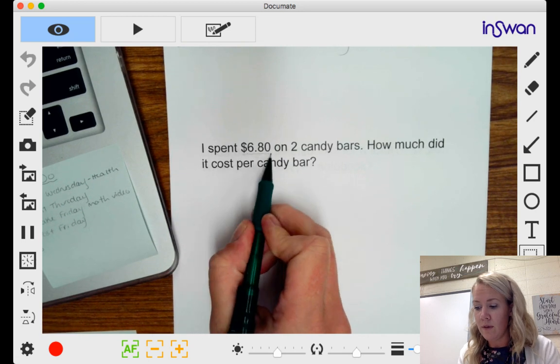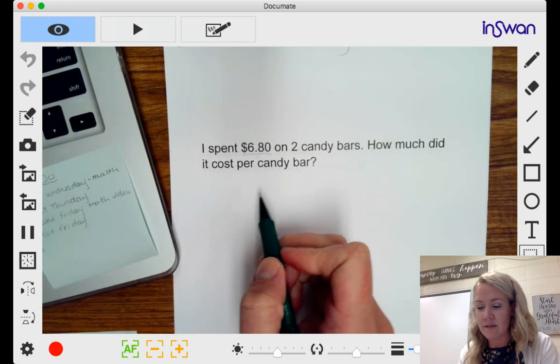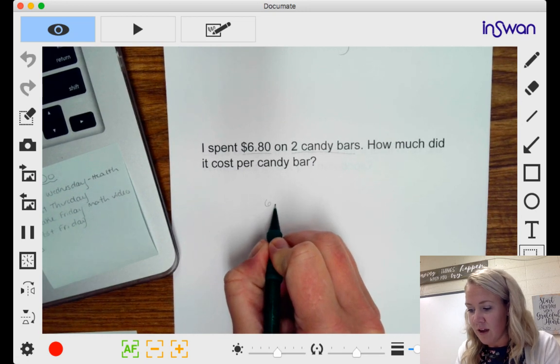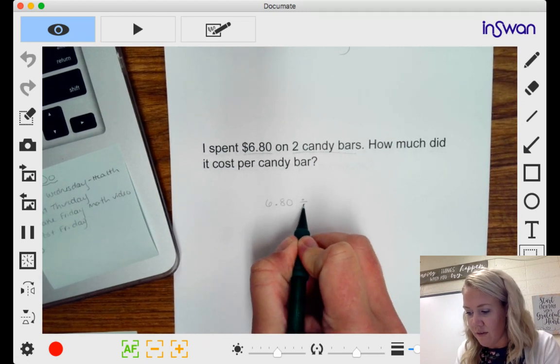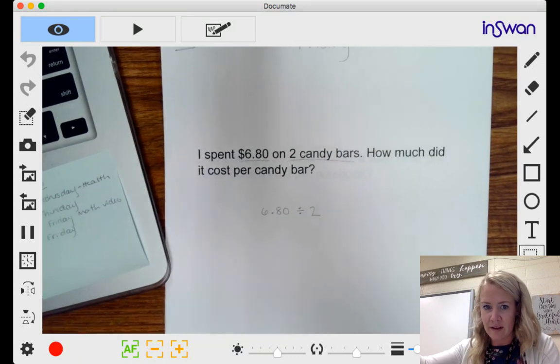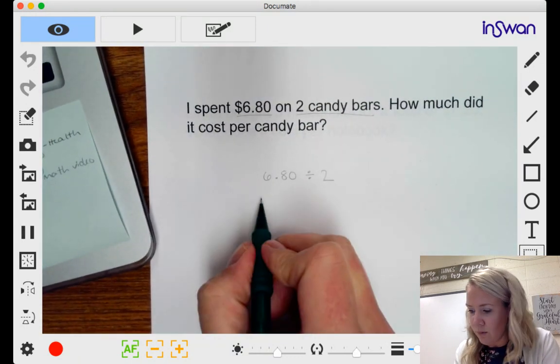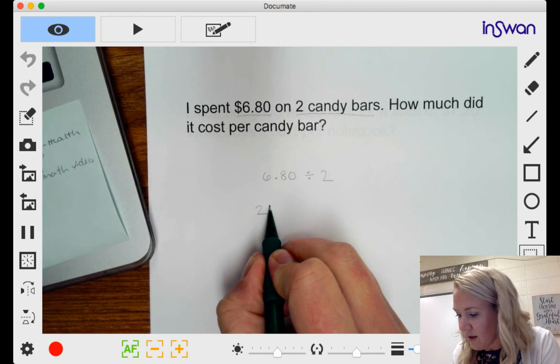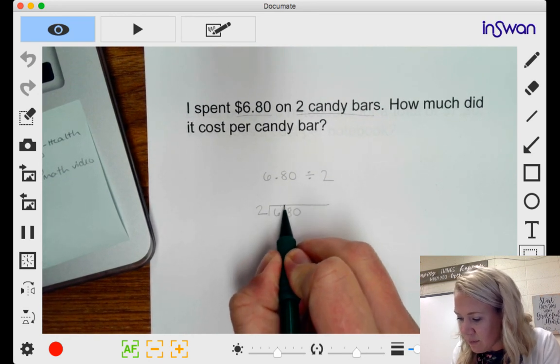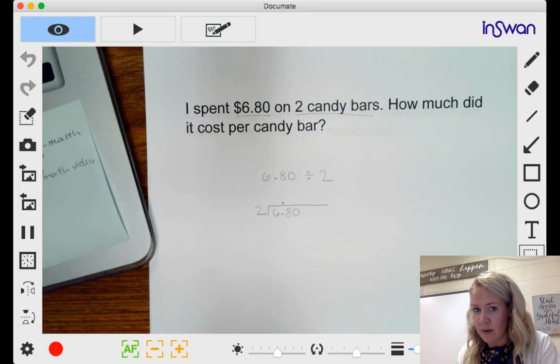So this is not how much one of them costs. This is where I got 2 of them. So that means I need to do $6.80 divided by 2. And as we learned in our last lesson, that we need to put our divider outside and the 680 inside, and the decimal will come right up on top.